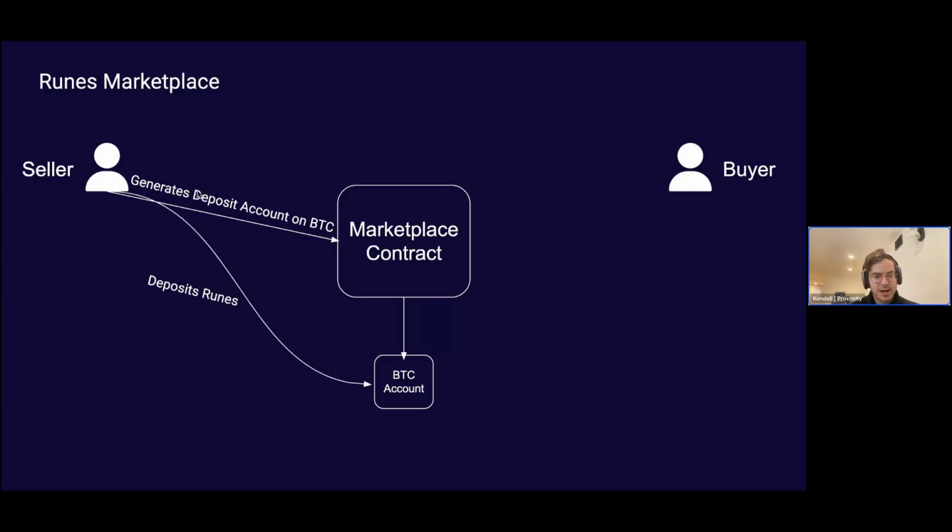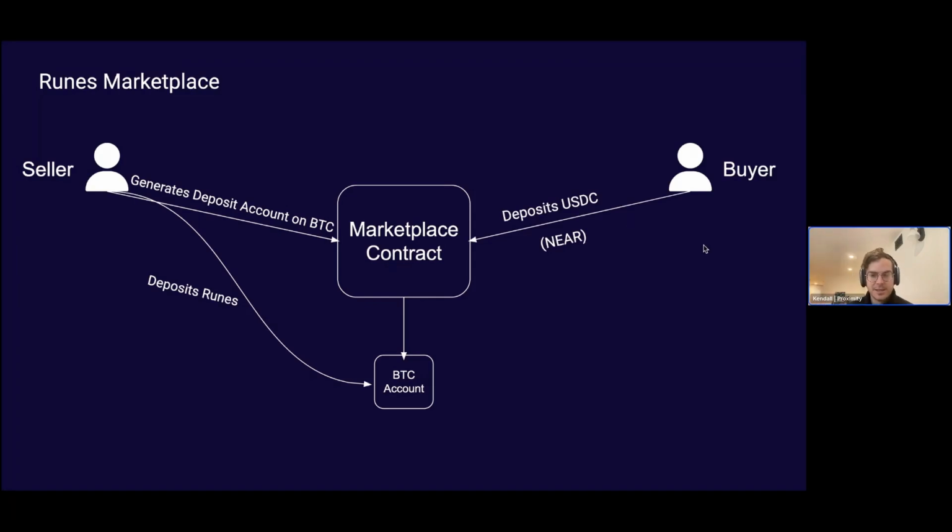And the cool thing, this doesn't actually have to require a transaction. It's possible that the marketplace contract can have a deterministic way to build addresses that's based off of the seller's address. There are some really cool ways to do this, so you don't actually have to send a transaction to get the deposit address. So the seller will then deposit the runes into this account that's controlled by this marketplace.